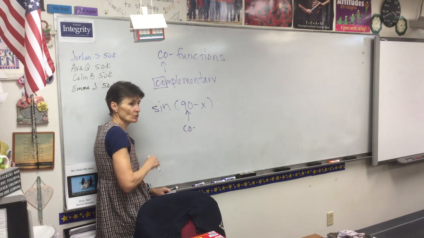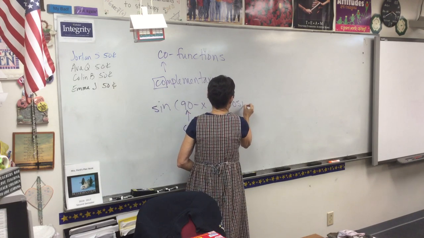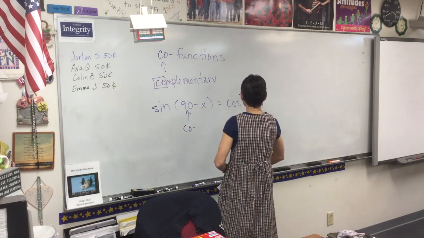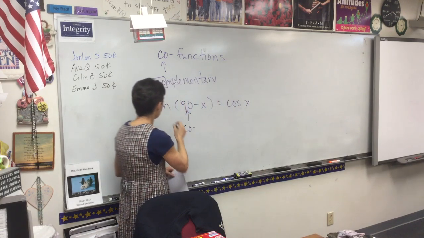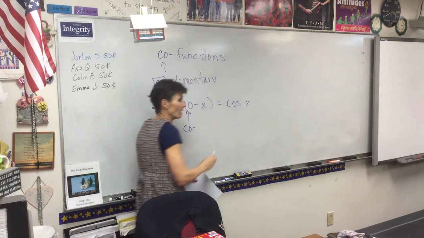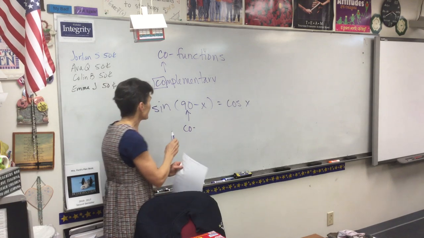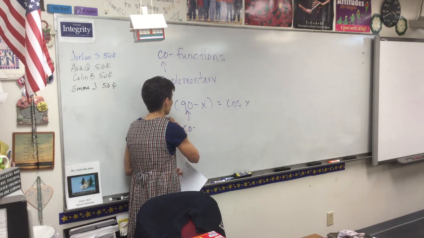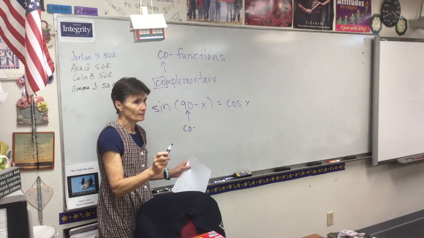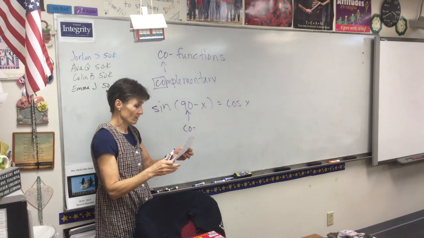What is the cofunction for sine? Cosine. So that would be cosine x. So the sine of 90 minus an angle equals the cosine of the complement of that angle, or x. Anytime you see a 90, you're going to use the cofunction, not the reciprocal. Reciprocal is 1 over. 90 is the cofunction.